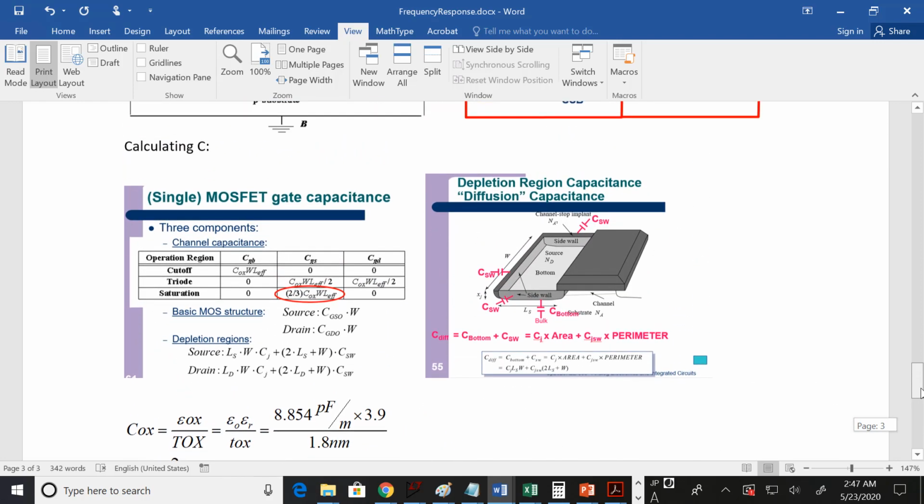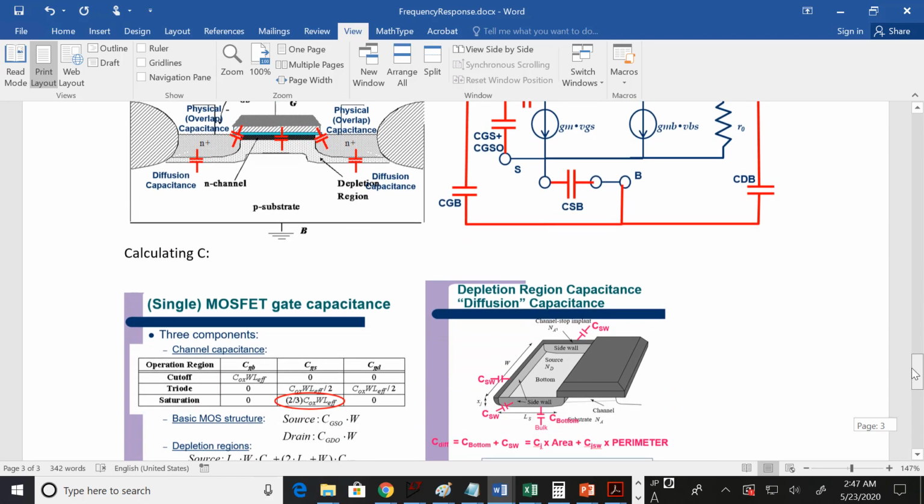And then again, the gate capacitance is the sum of these 3 things. This table gives you this capacitance. This equation here, the gate source overlap times W, give you these 2 capacitances. There's just these 2 capacitances left. And those are the most complicated.